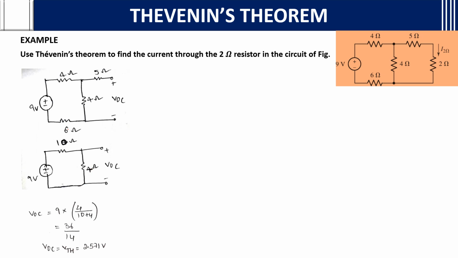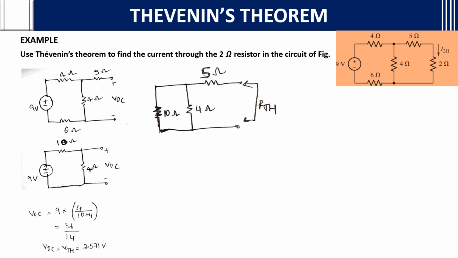Now we want Thevenin's resistance. How to find Thevenin's resistance? Keep only the resistances in the network and remove all other sources. That is, the voltage source you short circuit, and the current source you open circuit. Here, as it is a voltage source, you short circuit it.